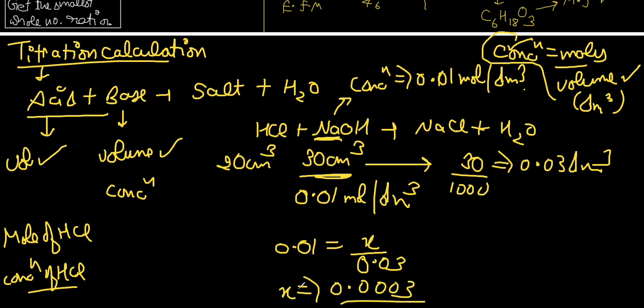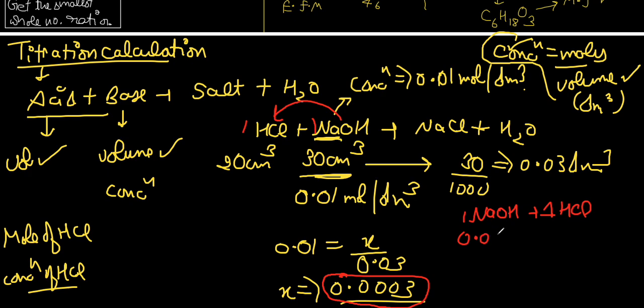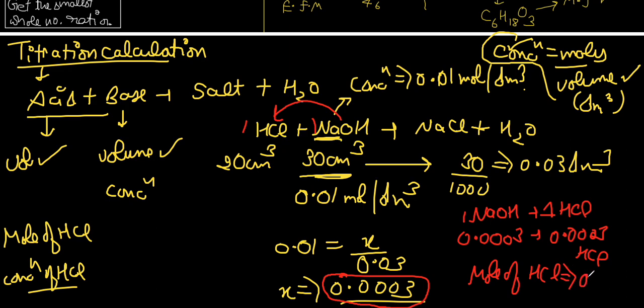Fine. Now that we know the moles of NaOH, we'll check if the equation is balanced or not. It is already balanced. So the ratio between NaOH and HCl is 1:1. So if you have 0.0003 moles of NaOH, one NaOH is giving you one HCl. They are reacting in a 1:1 ratio. So 0.0003 NaOH will be giving you 0.0003 HCl. So the moles of HCl is 0.0003. Then they're asking us the concentration of HCl.